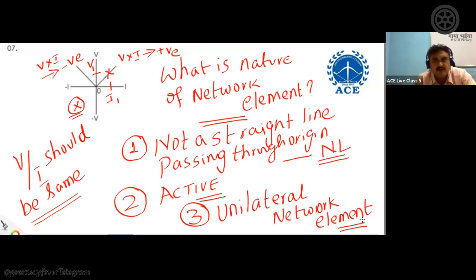V1 I1 image will be minus V1 minus I1. That means negative of whatever the quantities they have given. Image of first coordinate should be third, image of second coordinate should be fourth. That means graph should be symmetrical in 1, 3 and 2, 4. If such characteristics are happening, then it is bilateral, otherwise it is unilateral. So just apply these rules, you will get the nature of the network element. Very simple way of identifying the nature of network element.